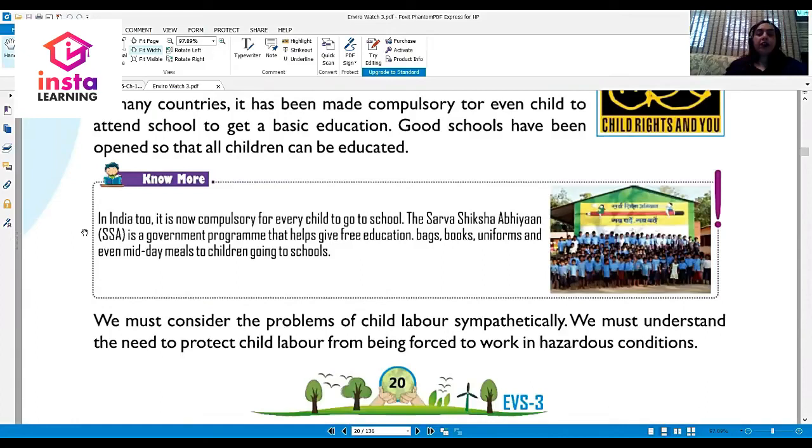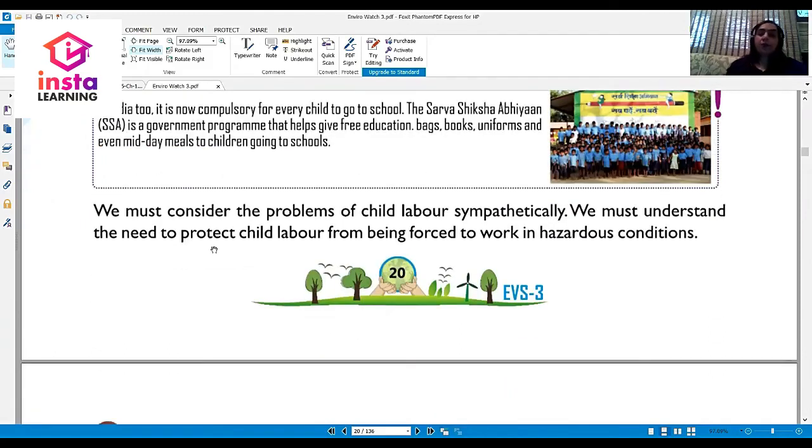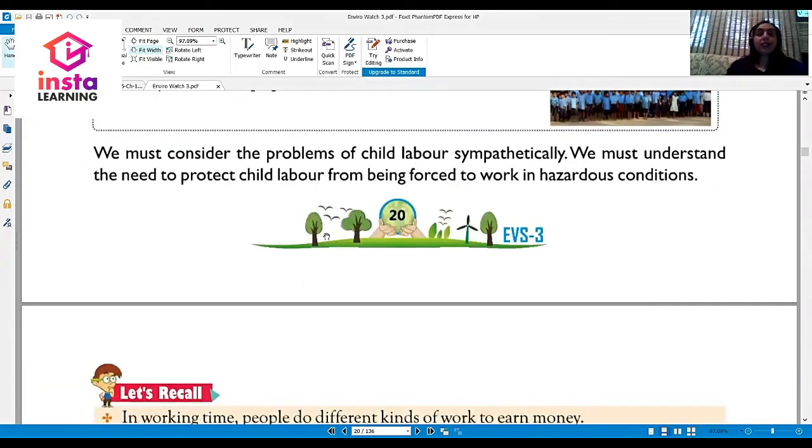Here is an interesting fact. In India too, it is now compulsory for every child to go to school. The Sarva Shiksha Abhiyan is a government program that helps give free education, bags, books, uniforms, and even midday meals to children going to school. We must consider the problems of child labor sympathetically. We must understand the need to protect child labor from being forced to work in hazardous conditions.